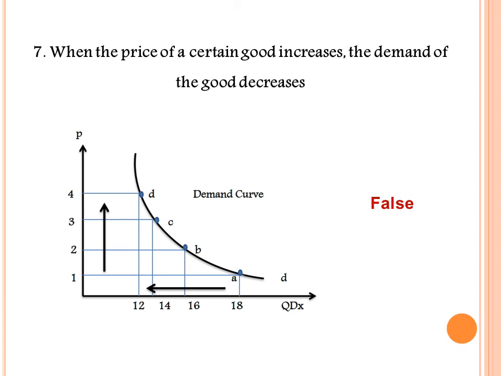And this is shown graphically by moving from one point to another point along the same demand curve, while the other factors that affect the demand, like income, consumer tastes, the prices of other goods, if there is a change in the other factors, the demand for the good would change and the whole demand curve would shift either rightward or leftward. While when the price of a certain good changes, the quantity demanded of the same good would change in the opposite direction. Again, when the price of a certain good increases, the quantity demanded of that good decreases, not the demand.